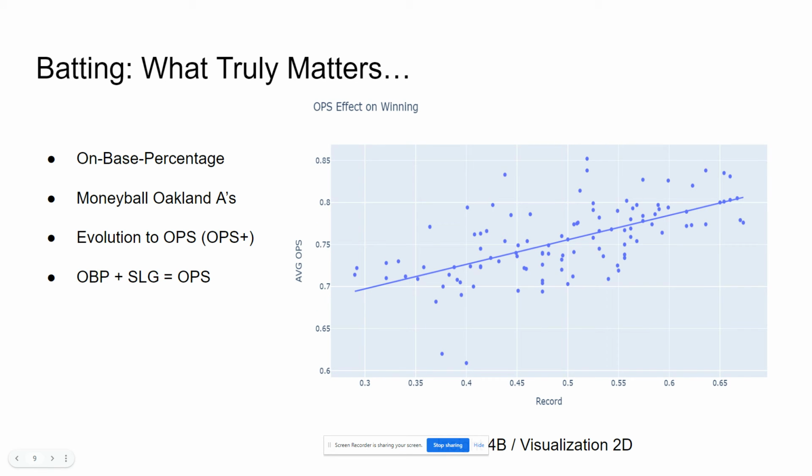Going one step further, we can look into OPS, which takes on-base percentage and adds slugging percentage, a number that represents the amount of bases earned per at-bat, to get a more complete representation of a batter's capabilities. There is another form of OPS called OPS Plus, which I could not find for these datasets, which standardizes each player's OPS. This statistic is often viewed as one of, if not the most important, when evaluating a player's skill at the plate, and clearly seems to improve the team's odds of winning.